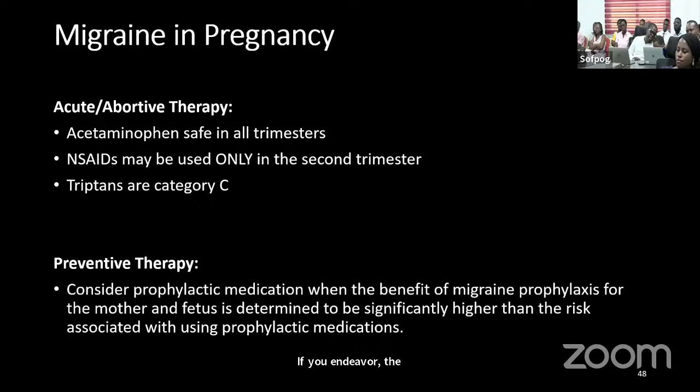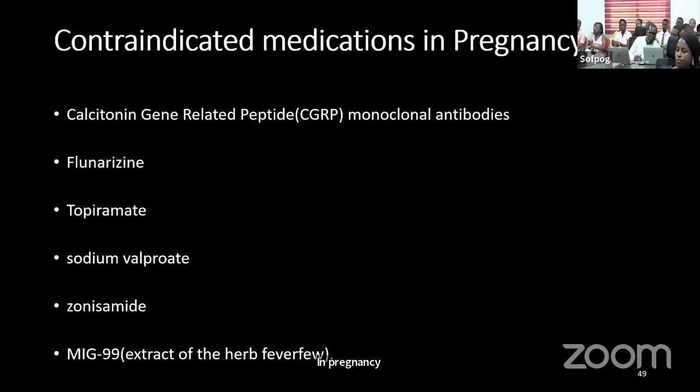For preventive treatment, yes, we need to once again weigh the benefits against the risk. Some studies have shown that botulinum toxin may be safe in pregnancy. Right, so contraindicated medications in pregnancy are the CGRP monoclonal antibodies, flunarizine, topiramate, sodium valproate, zonisamide. These usually have some kind of teratogenic effect, so they should not be used. Some have not been studied at all in pregnancy. We would rather avoid them.